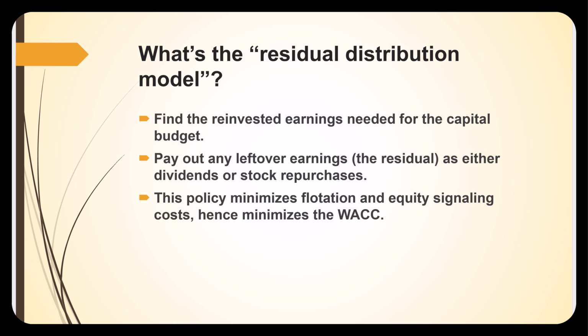But the residual distribution model basically says we need to figure out what our internally generated capital is, what are the retained earnings that we need for our capital budget. And anything different from that, we'll decide how that is paid out. So we find the reinvested earnings, that is the profit that we need for capital. We pay out any leftover earnings, that's the residual, as either dividends or stock repurchases. This policy is going to minimize flotation, that is the cost of issuing debt, etc.